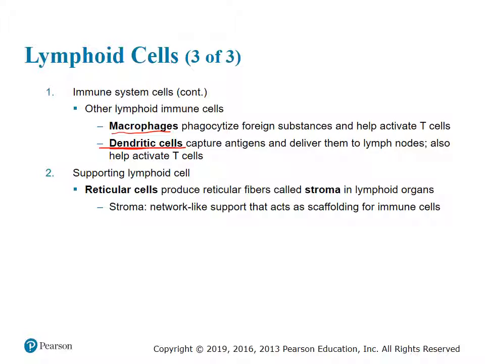And then number two, you have the supporting cells. So those are the immune system cells. Now you have the supporting cells. Reticular cells' responsibility is to produce reticular fibers. Those fibers are called stroma, and you find them in the lymphatic organs. It's like a structural type of chemical that gives it structure for the immune system cells to kind of prop themselves up onto the reticular fibers, the stroma.